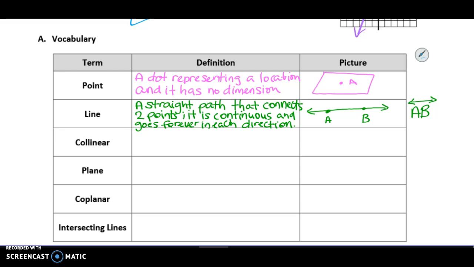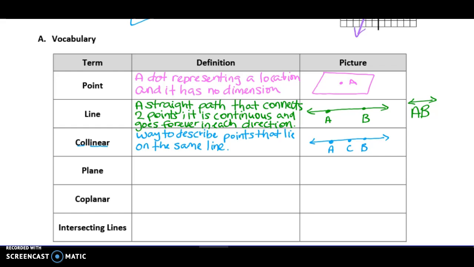Next would be collinear. So it's what it sounds like. It's a way to describe points that lie on the same line, because they are like cooperating, and then linear, and a line. They live on the same line. For example, keep it pretty basic. These points, A, B, C, are all collinear because they are lying on the same line.